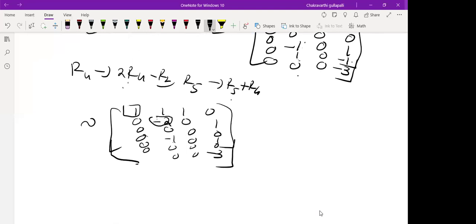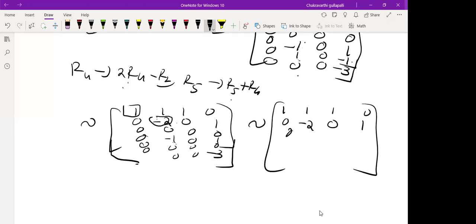Now I will apply 2R4 minus R2. Then this reduces to 1 1 1 0 0 minus 2 0 1 0 0 0 0. I have applied R5 plus R4 so that this becomes 0. Now 2R4 minus R2 makes this 0, and here 2R4 minus R2 will be 1. So 0 0 0 1.